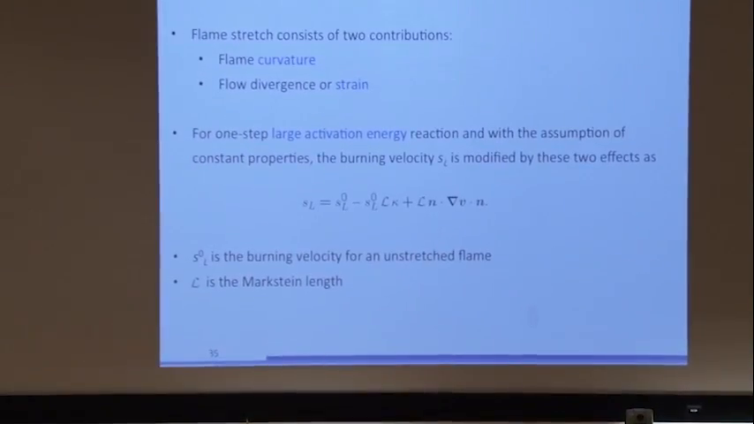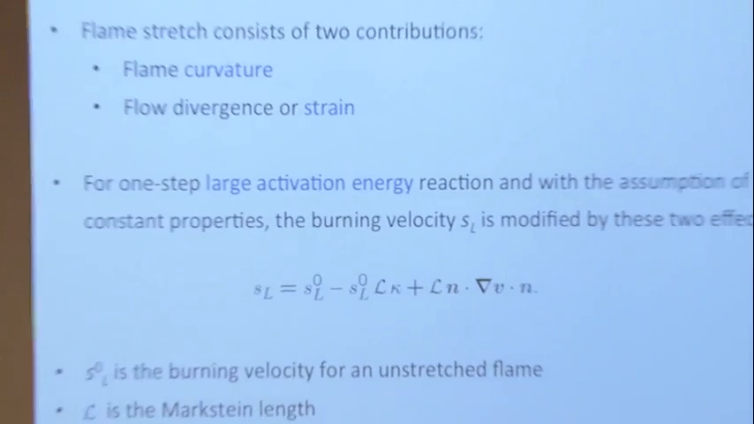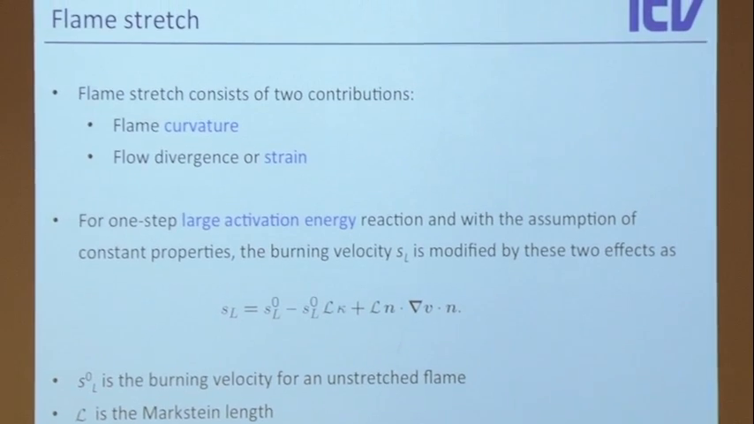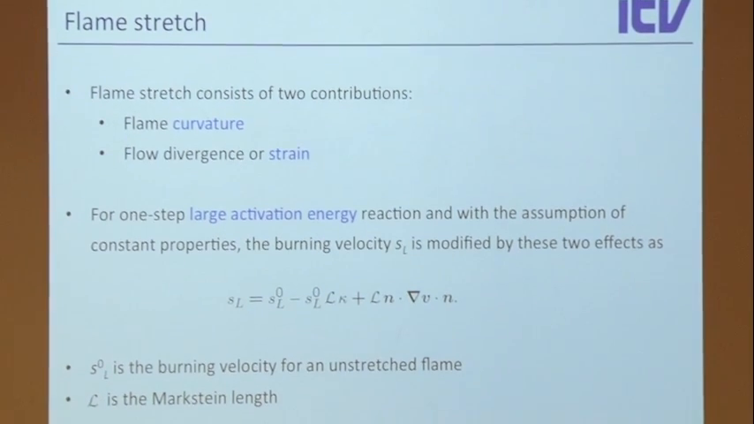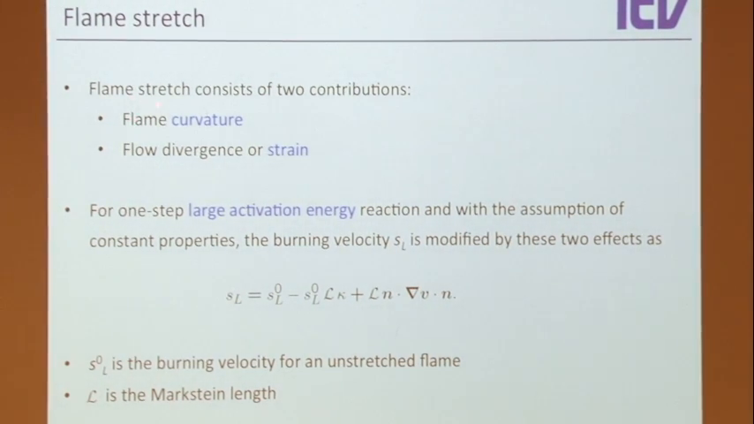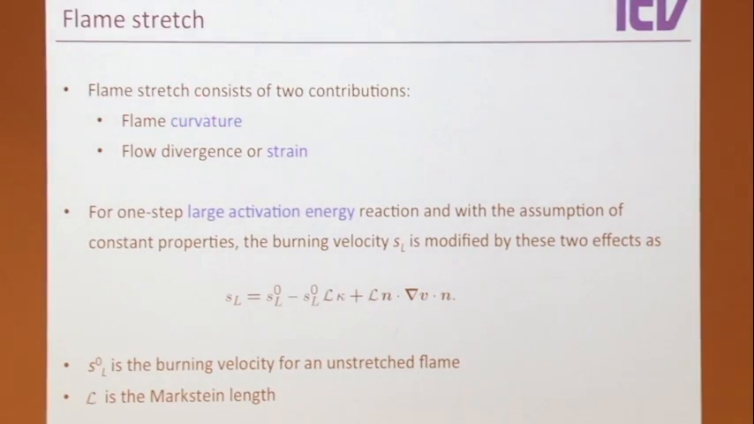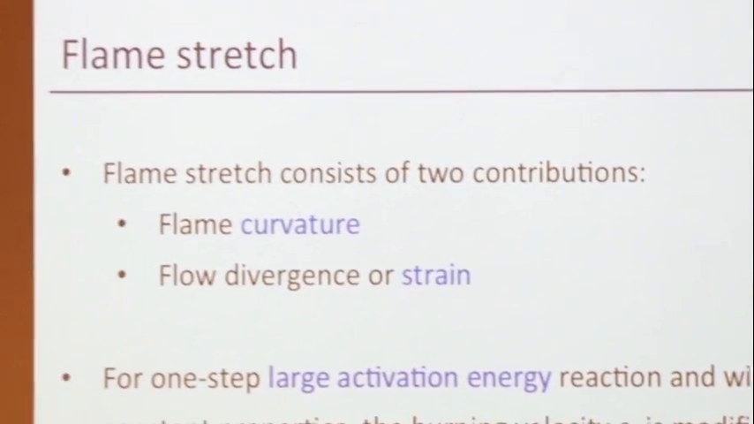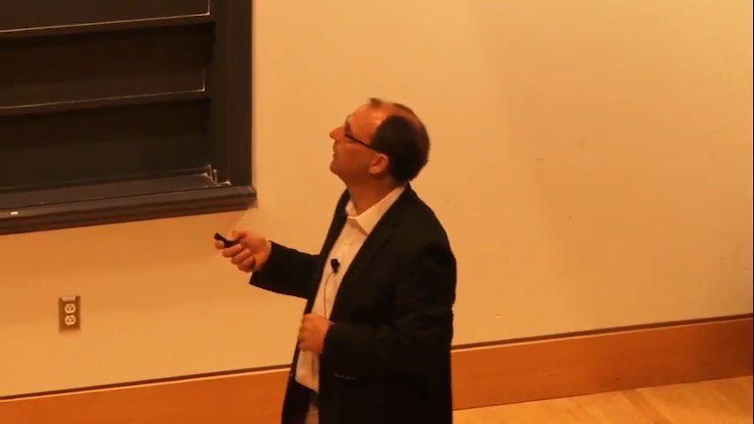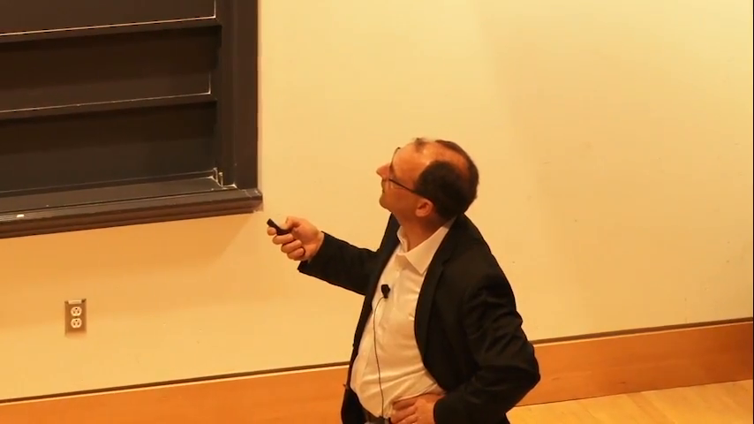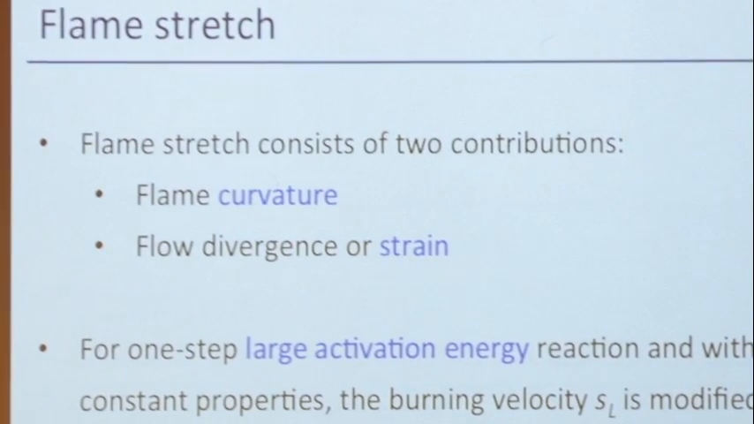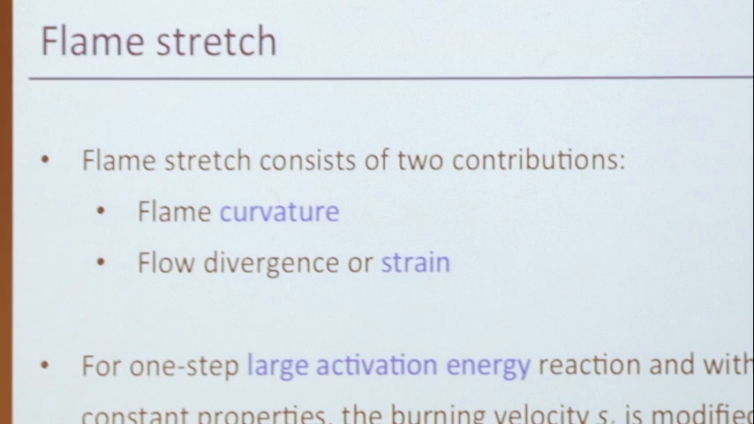And so we want to talk about, so we have seen several occasions now where we said this burning velocity itself is not enough. There needs to be some modification due to these curvature effects, and there are different aspects that influence the flame. This is what's called flame stretch. Flame stretch is basically the change of flame area by external influences, and there are two effects that are important here. One is curvature, and the other one is flow divergence or strain. Strain also has an effect on the burning velocity.